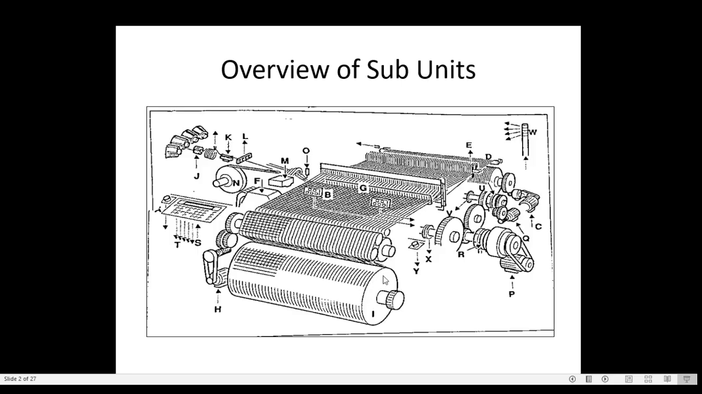Then H is the cloth take up motor. Then J is the weft feeder, and the complete accumulator is here. K is the weft brake. Then L is weft monitoring, which works on a conductive or optical based principle. When the weft is not there, the machine stops.